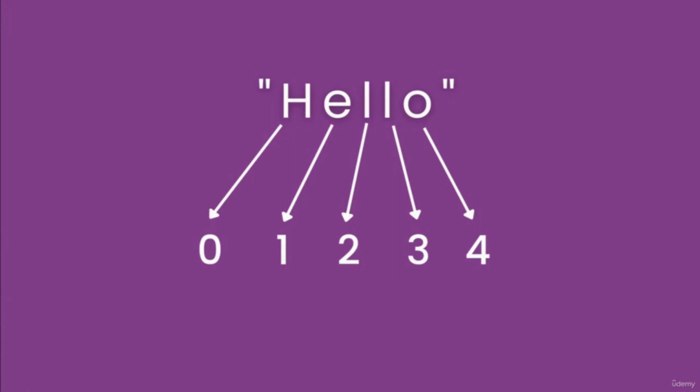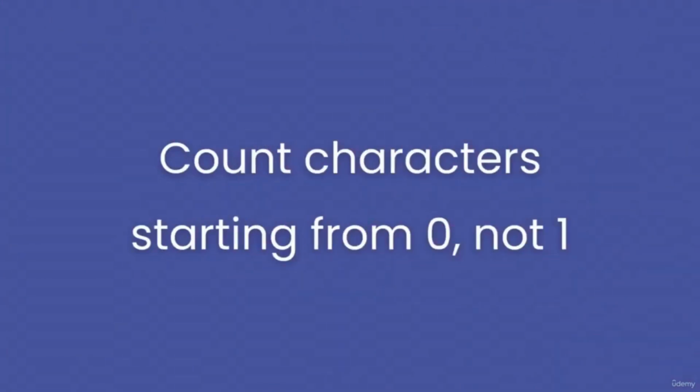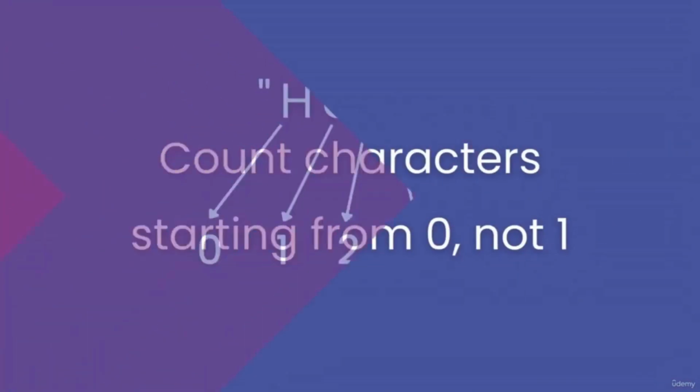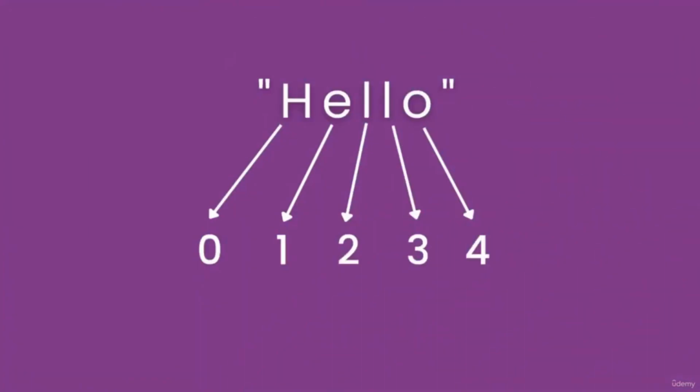But here's the thing. The computer counts the characters starting from 0, not from 1. So, in this case, H is the 0th character, E is the first character, L is the second character, and so on. That is the main takeaway of this video. When you count characters in a string, always start the first one as 0, because that's how Python counts it. Now, refer to the next article to practice the content that you learned.